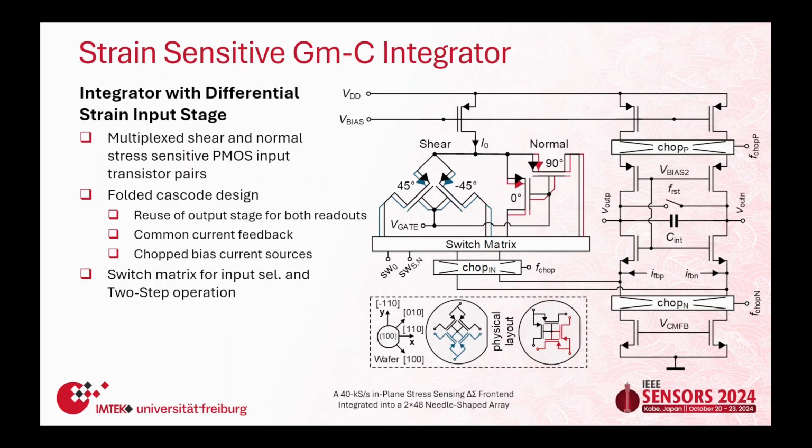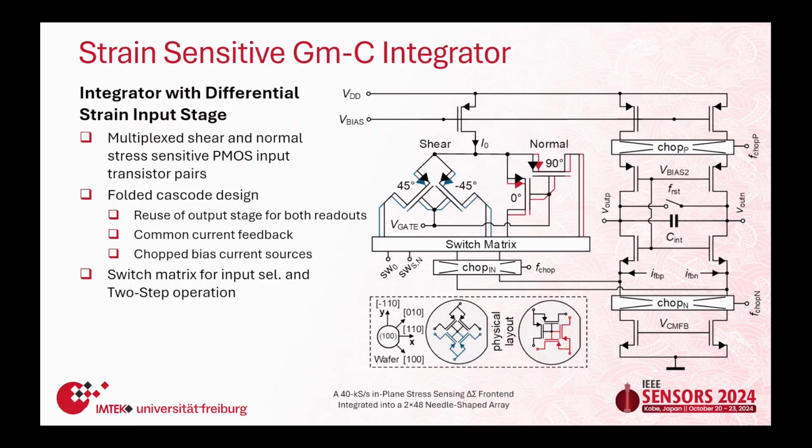So in the next step, we're going to improve that amplifier a little bit and create a so-called strain-sensitive GMC integrator. What you can see over here is we kept the tail current source at the top and have our two sensors for shear and normal stress differences. The second part is a switch matrix, which allows us to switch between the two readout modes, and it's also used for the adjacent AD conversion, which I'll show you in a minute. There are several building blocks which are shared for both results. First of all, we have the output stage, and second, there's the feedback currents we need for the subsequent AD conversion.